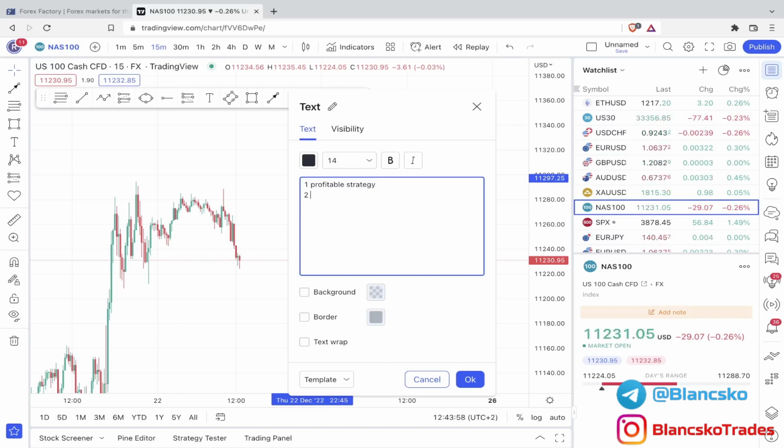So now let's say you have this first step accomplished. You already have a profitable strategy. You already did a lot of backtesting. And by backtesting, I mean at least 3 or 4 months of data. Okay, not 1 week, not 2 weeks, not 3 weeks, at least 3 or 4 months.